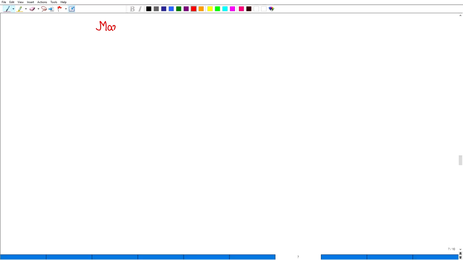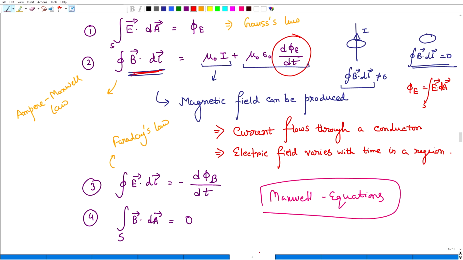Now I will discuss the Maxwell equations in integral form. Obviously these are the integral forms. In the last lecture I discussed the differential form of the Maxwell equations, but these four are the integral forms. Okay, what are the forms?